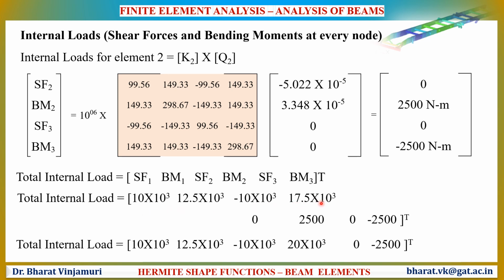The first 4 represent the internal loads of the first element, where F1, M1, F2, M2. The next 4 represent the internal loads of the second element, F2, M2, F3 and M3. The viewers once again are reminded here, the internal loads are nothing but the shear forces and bending moments. So the final internal loads will be obtained by combining the internal loads of individual elements and are as given in the following values.